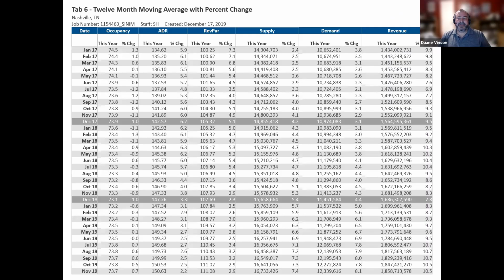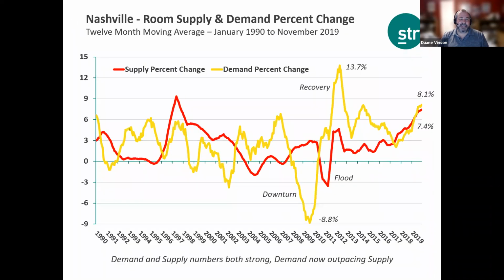All right. So here, again, is the 12-month moving average tab in our trend report. We've talked about this, real easy. Click, drag, copy, paste, right? It's real easy to put this into our presentations. Here's a slide. We shared these last week, so I won't spend a lot of time on this. We use this as an example. Nashville room supply demand percent changes.